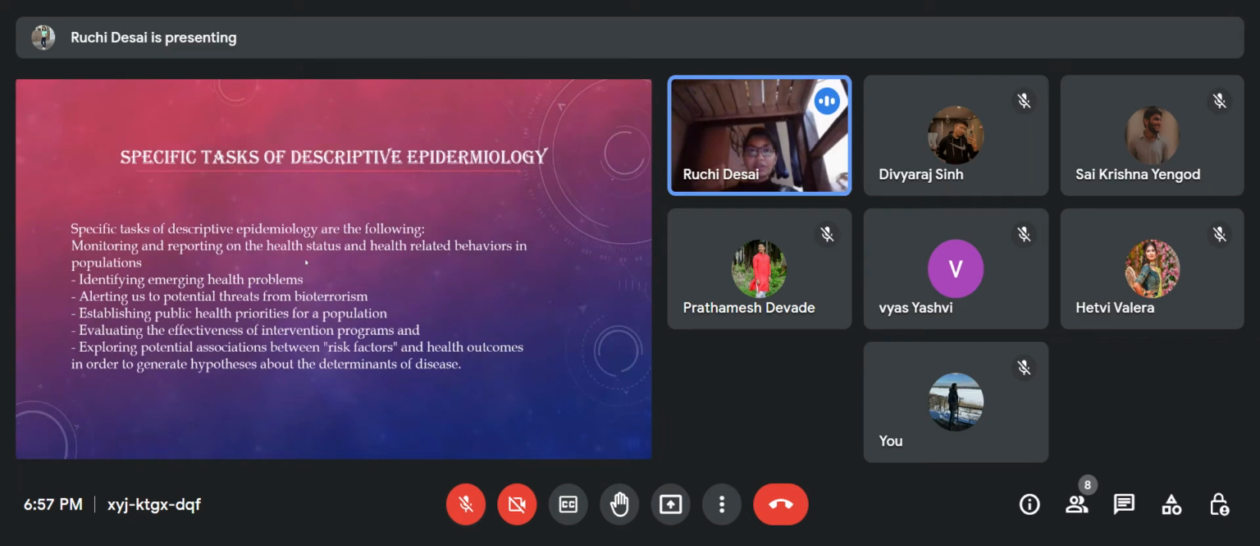The specific tasks of descriptive epidemiology are the following: monitoring and reporting on the health status and health-related behavior in a population, identifying emerging health problems, alerting us to potential threats from bioterrorism, establishing public health priorities for a population, evaluating the effectiveness of intervention programs, and last, exploring the potential association between risk factors and health outcomes in order to generate hypotheses about the determinants of the disease.